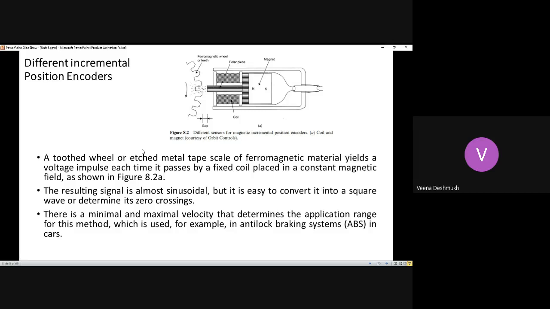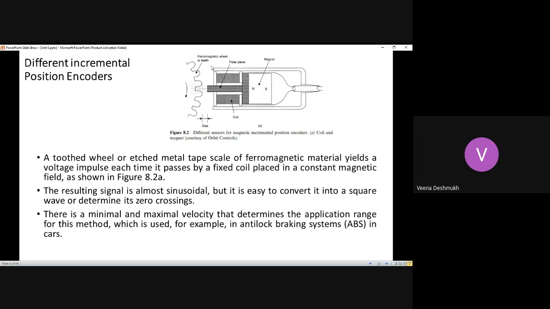So here, basically, the design requirement is a toothed wheel or an etched metal tape associated with the scale of ferromagnetic material, which yields a voltage impulse every time it passes by a fixed coil. It is basically magnetic field generation. Here, where the cursor is pointing, this is the ferromagnetic wheel which has teeth.